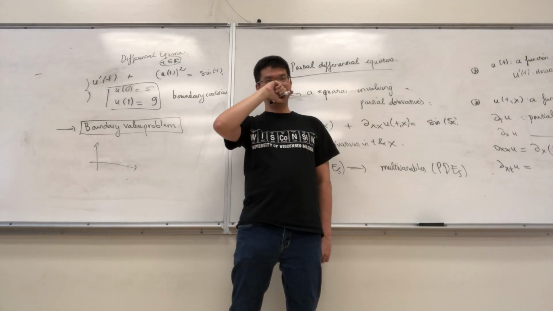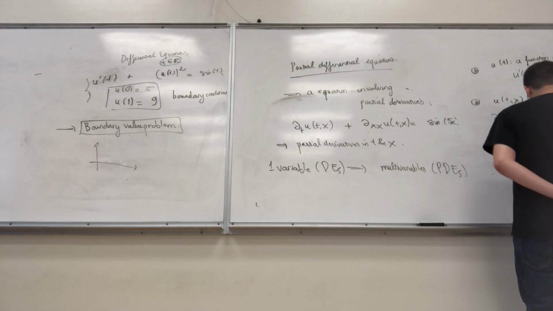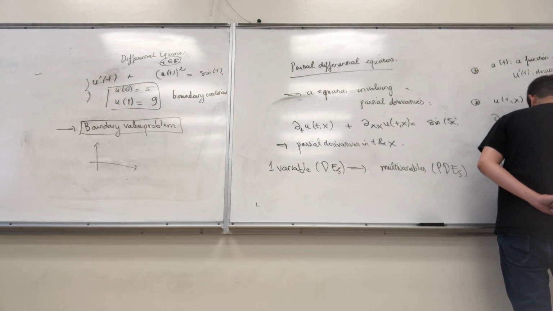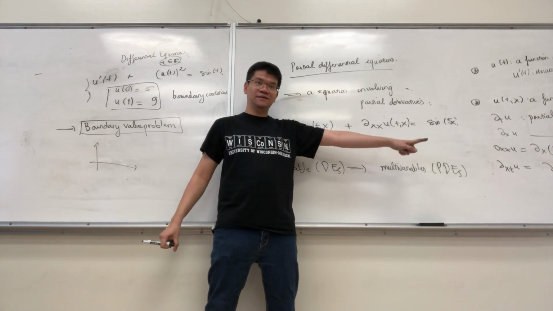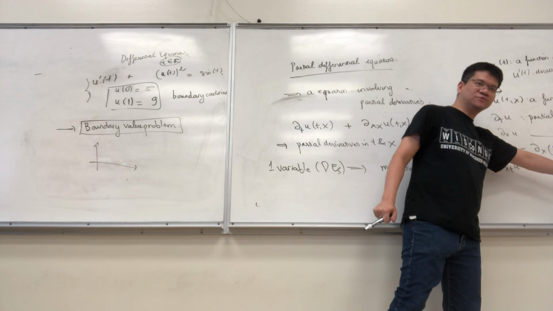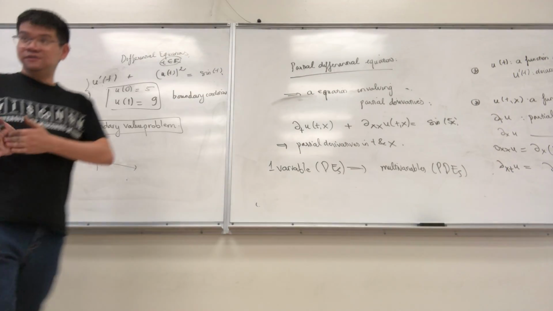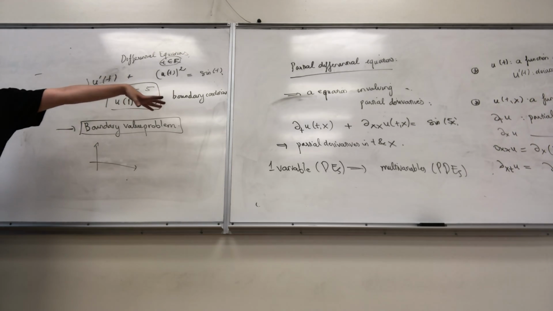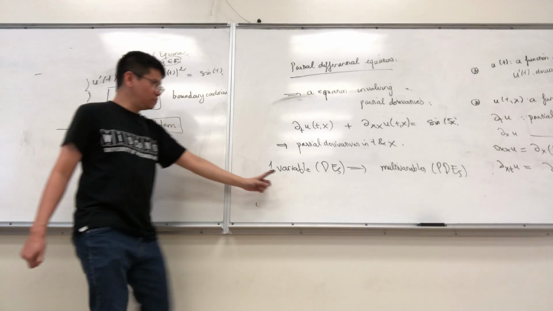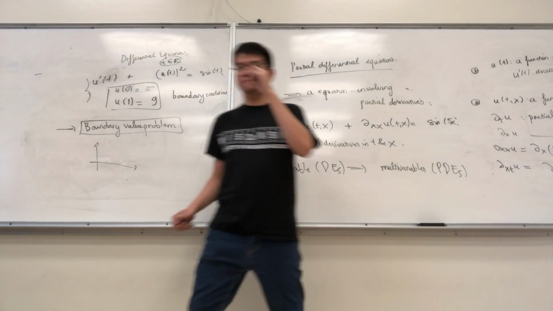You take the partial with respect to x, and you take another one with respect to t. So here you have a partial derivative with respect to x, and then a partial derivative with respect to t. You take the partial derivative with respect to t first, and then to x, right? Other questions? Is it clear? So basically, the key difference between an ordinary differential equation and a partial differential equation is that you are working on functions that are multi-variable, right?